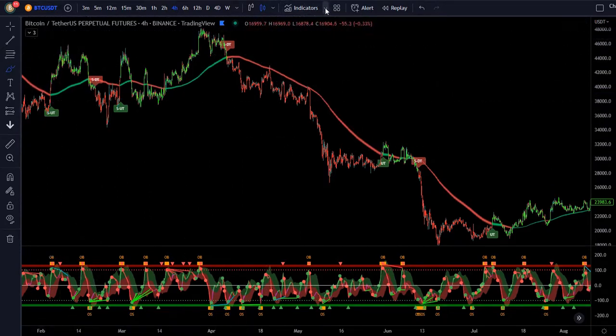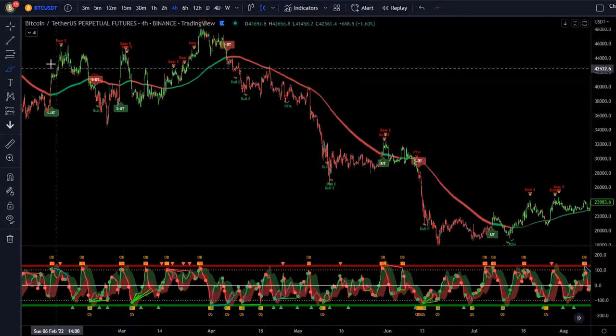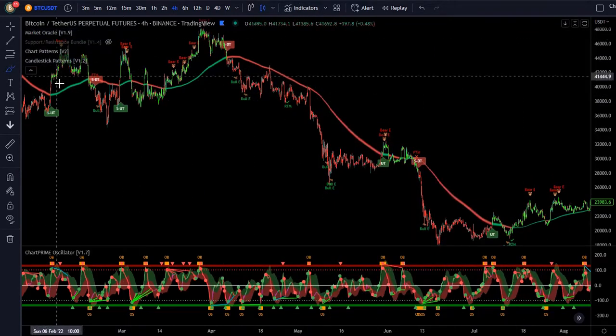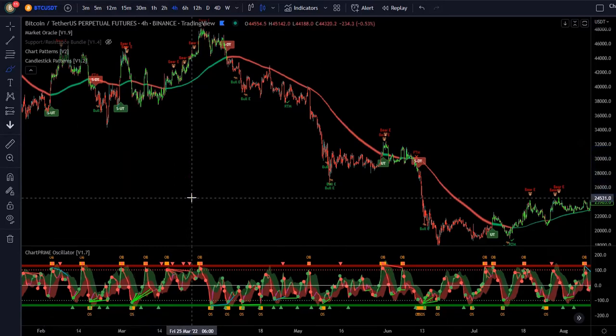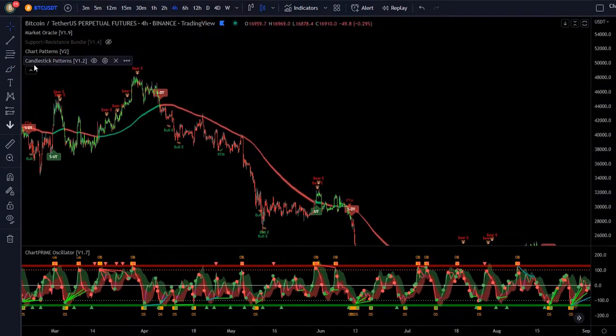Let me add on the indicators. Let's go to invite only indicators and then go over the candlestick patterns right here. So let me click them once and I have it added, right? So take a look at the name because the names we have described them to try to make it easy to understand what they're doing, right? So it is a candlestick pattern, right?